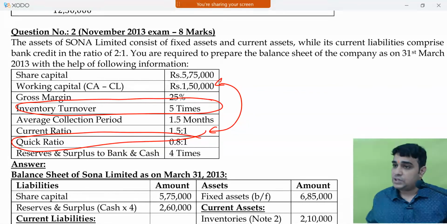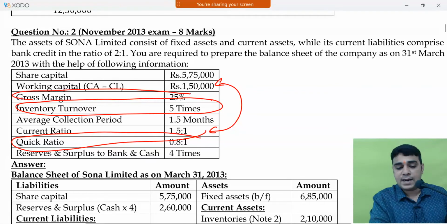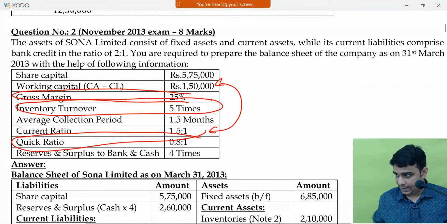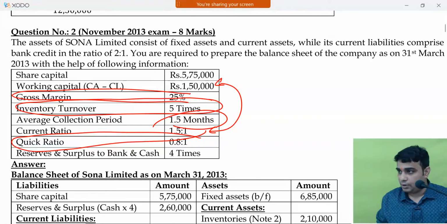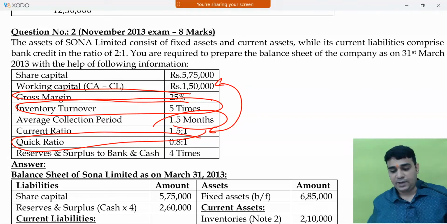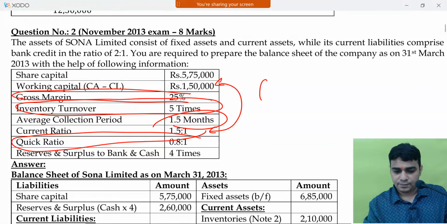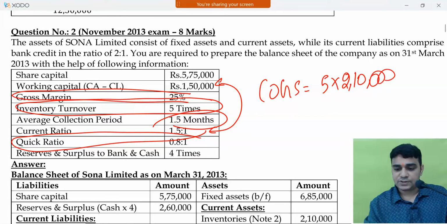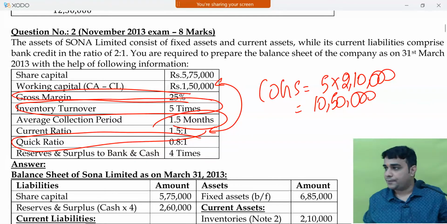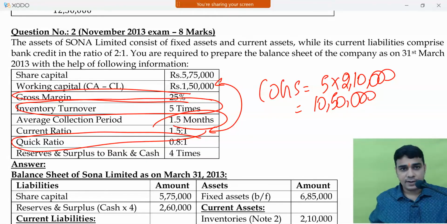Using COGS and gross margin, you can calculate sales. Using sales and collection period, you can calculate debtors. So you'll have to think about that much combination. Using your inventory, how much was the inventory we calculated? 2 lakh 10. COGS is 5 times of 2 lakh 10, which is 10 lakh 50. COGS is 10 lakh 50.